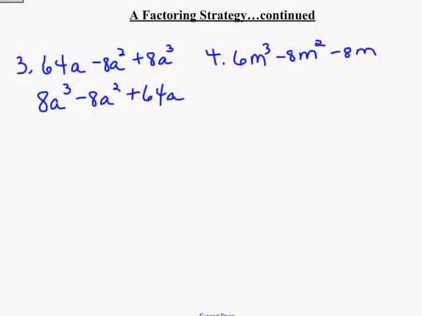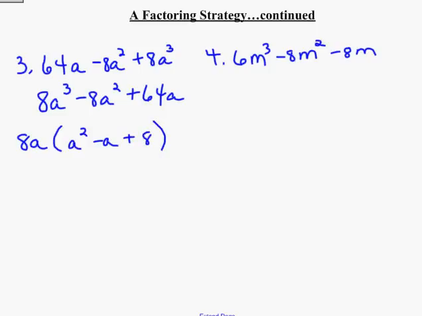Now I can start asking myself the questions from our factoring strategy. And the first one, of course, is, do I have a factor in common to all 3 of my terms, or is there a GCF? And yes, there is. 8 goes into all 3 of those terms, and so does a. So I'm going to factor out 8a, and that leaves me a squared minus a plus 8. I factored 8a out of all 3 of my terms.